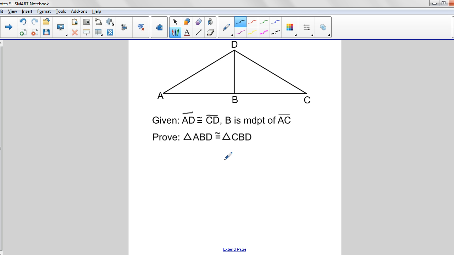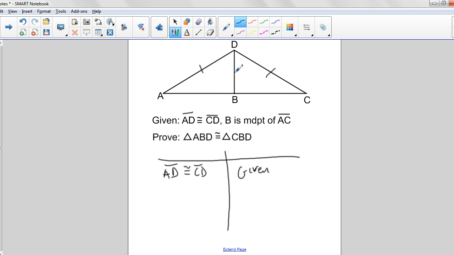Okay, so we generally do 2 column proofs. And over here you have the statements. This is the reasons. So our goal is to prove that each side of this triangle, ABD, is congruent to each side of that one. So let's start with the side that we already know. AD is congruent to CD. It says so in the given. So you'd write down AD is congruent to CD. Given.